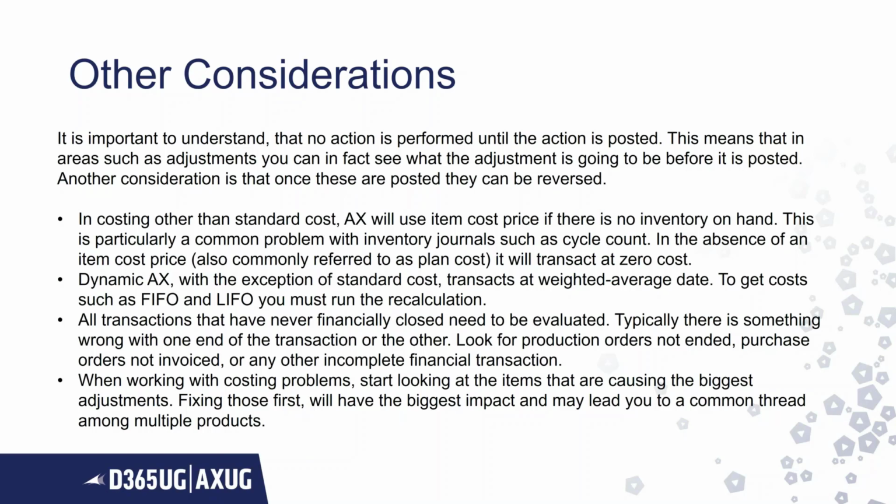Okay, and we kind of covered this. What we're telling you here in the first one is that cycle count will transact at its planned cost, unless there's inventory. It'll do inventory costs provided there's inventory, and it will use that average cost, but it will in fact transact at zero if there's no inventory. We talked about that we transact at weighted average date, and you need to run the recalculation. All transactions that have never been financially closed need to be evaluated. If you've got something broken on one end or the other, you need to fix it. And production orders out there not ended: you should not have any production orders out there from past time that have never been ended. That's just asking for problems.